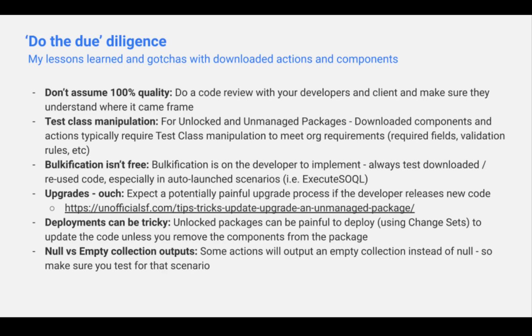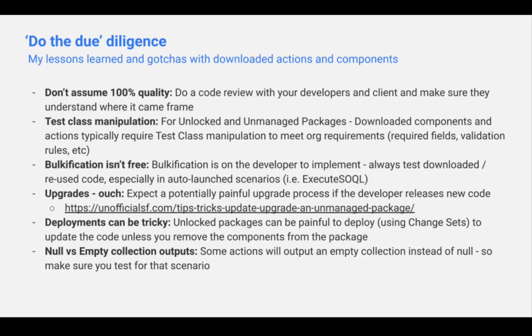So what does that mean? We have a handy-dandy article that Jack Pond wrote about tips and tricks for updating and upgrading managed and unmanaged, unlocked and unmanaged packages. So check this article out for some tips and tricks. One thing I did notice, and this may be different now, but with unlocked packages, it can be pretty painful to deploy if you're using out-of-the-box change sets to upgrade existing code. So if you've got an action in production, you install the next version in your sandbox, you try to deploy it, you might have some issues with change sets. So what I would recommend doing is actually following the same article right above there and removing the actual Apex class from the unlocked package and then trying to deploy the Apex class.